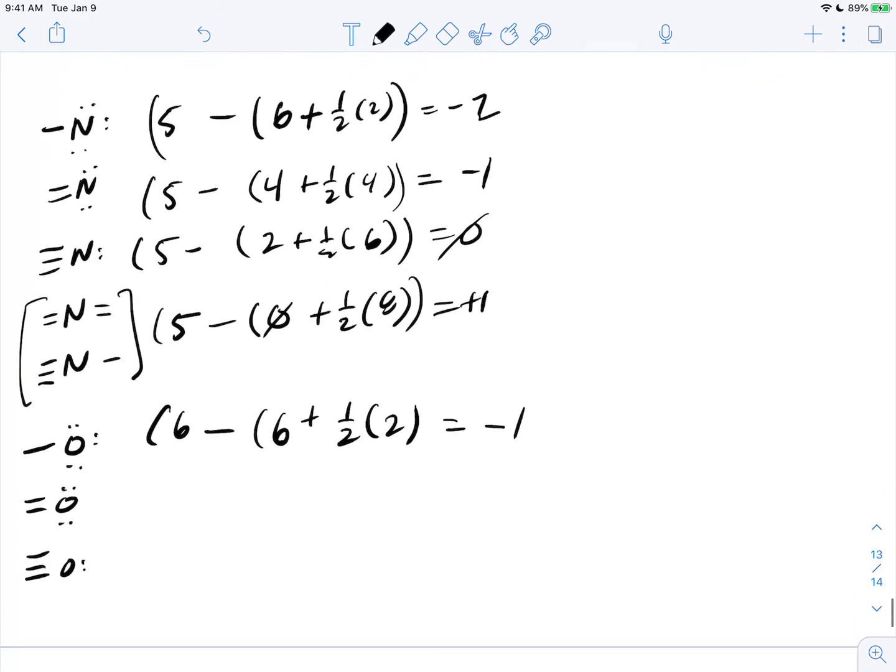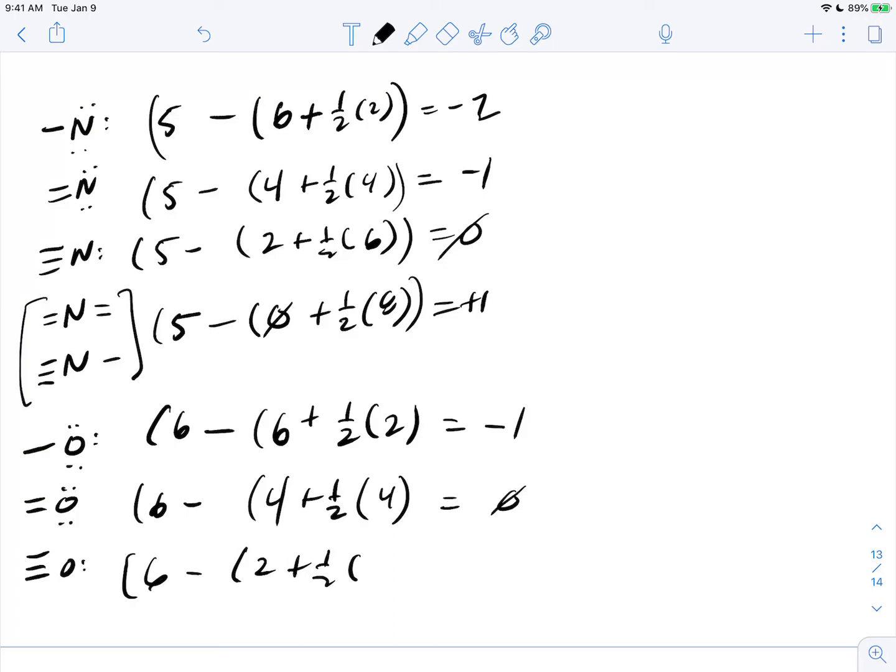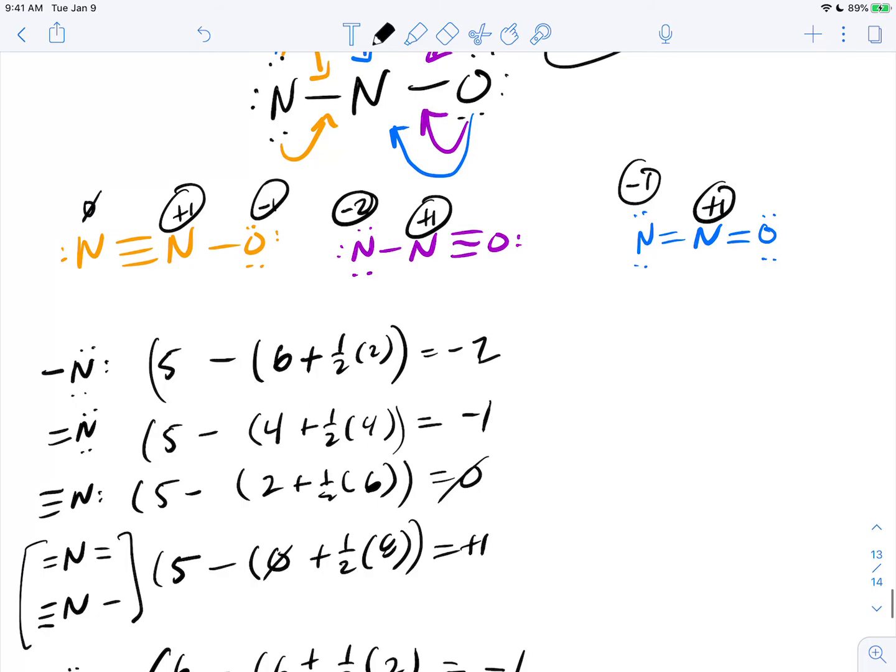That's the only one. For a double bond, we would expect it to be 0. But let's just make sure it is 1/2. That's not 6, sorry, it's 4. 1/2 of 4. So that's 6 minus 6. That's going to give us 0. And we would expect this to continue to go up to a +1 charge. So this is, now we have 2 plus 1/2 of 6. That's 5. 6 minus 5 is +1. So we should see this is 0. I forgot to put that. And this is +1. Okay.